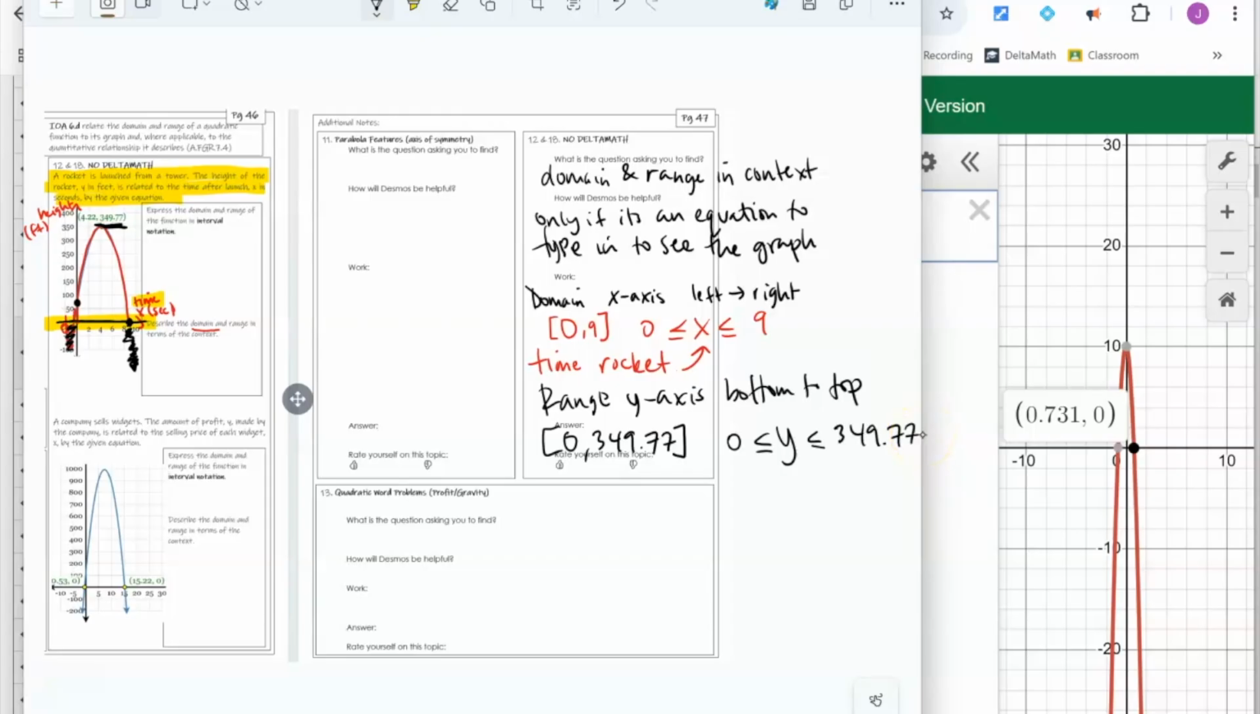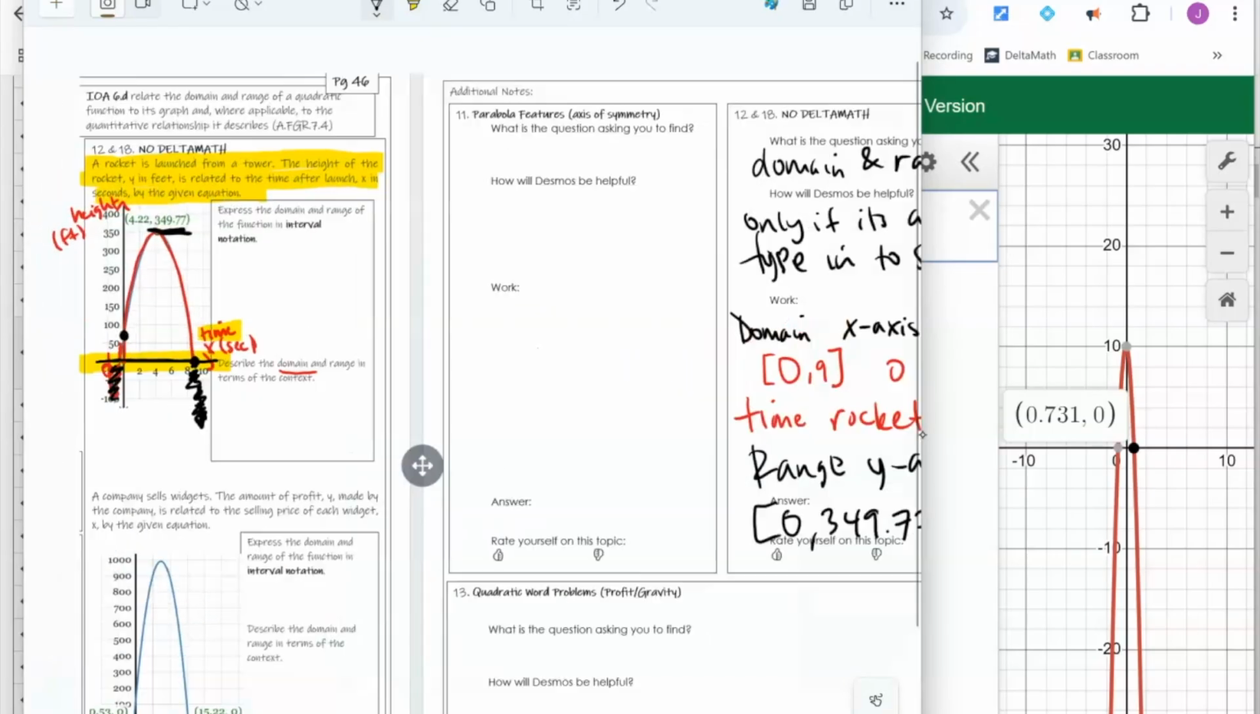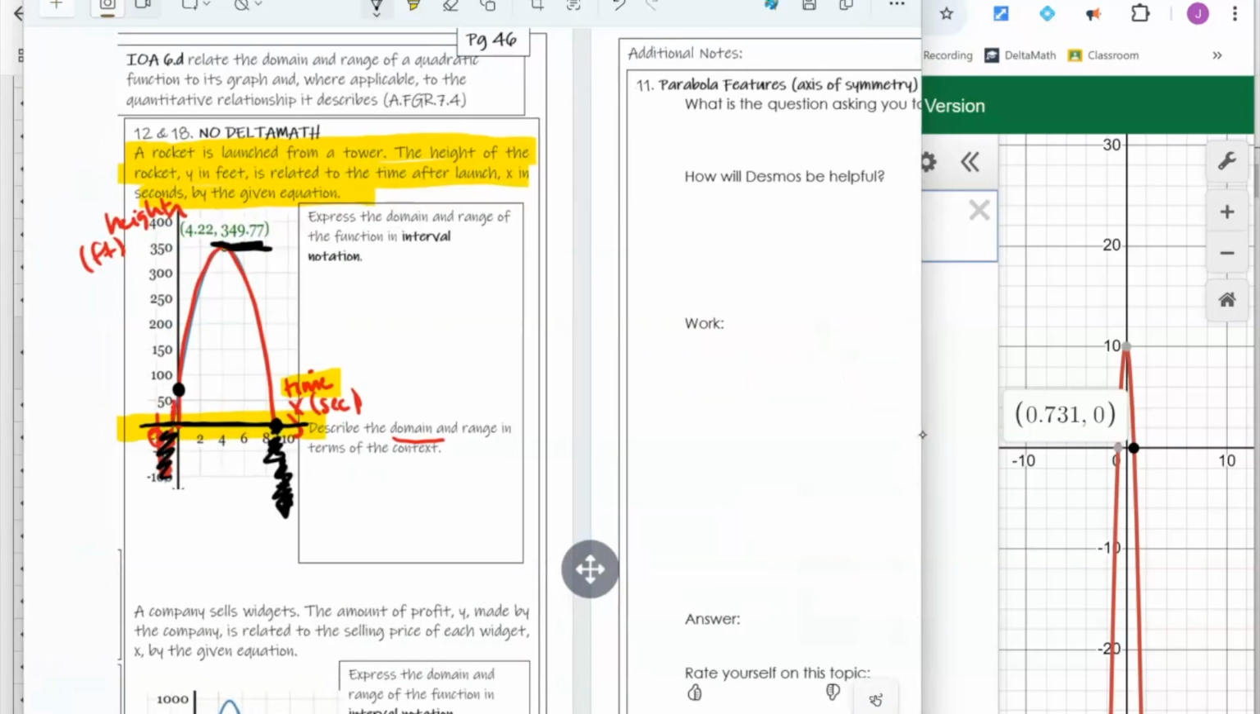So again, can I write 350? No, because it does not reach 350. All right, let's talk about what does that mean in meaning. So again, you need to describe that here so that you know how to do it on the test.